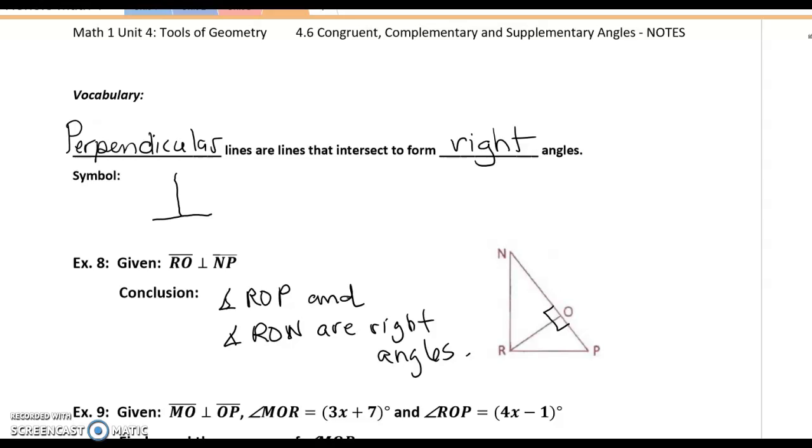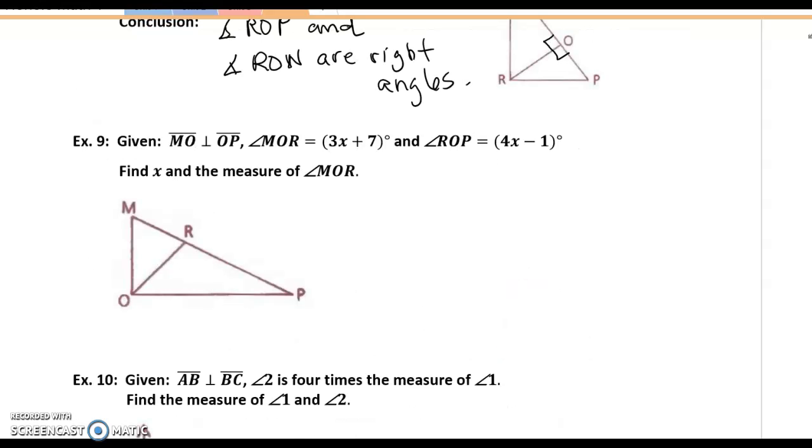Because RO is perpendicular to NP, we know, again, perpendicular lines create right angles. At that point of intersection, at O, that's where we have our right angles. So angle ROP and angle RON are right angles. Example 9, we're given segment MO is perpendicular to segment OP. So therefore we know that at the point of intersection, which is O, there is a right angle.